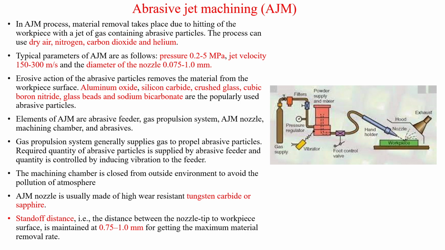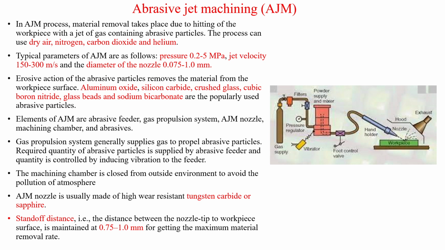Erosive action of the abrasive particles removes the material from the workpiece. This is very common. When the abrasive hits the workpiece, it will erode the workpiece, and that action will remove material from the workpiece surface. So what are the various abrasives used? Aluminum oxide, silicon carbide, crushed glass, cubic boron nitride, glass beads, and sodium bicarbonate. These are the popularly used abrasive particles.